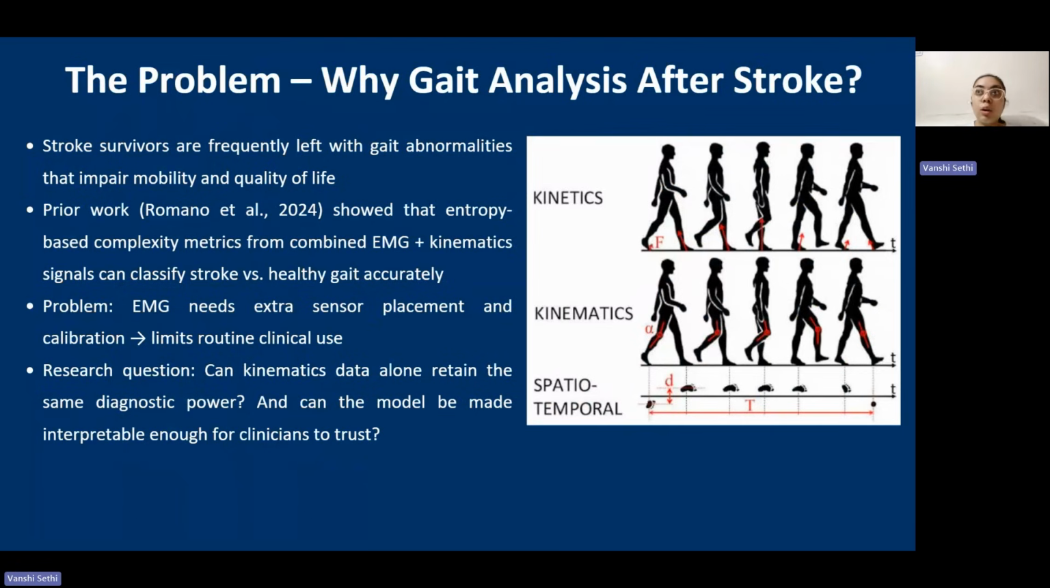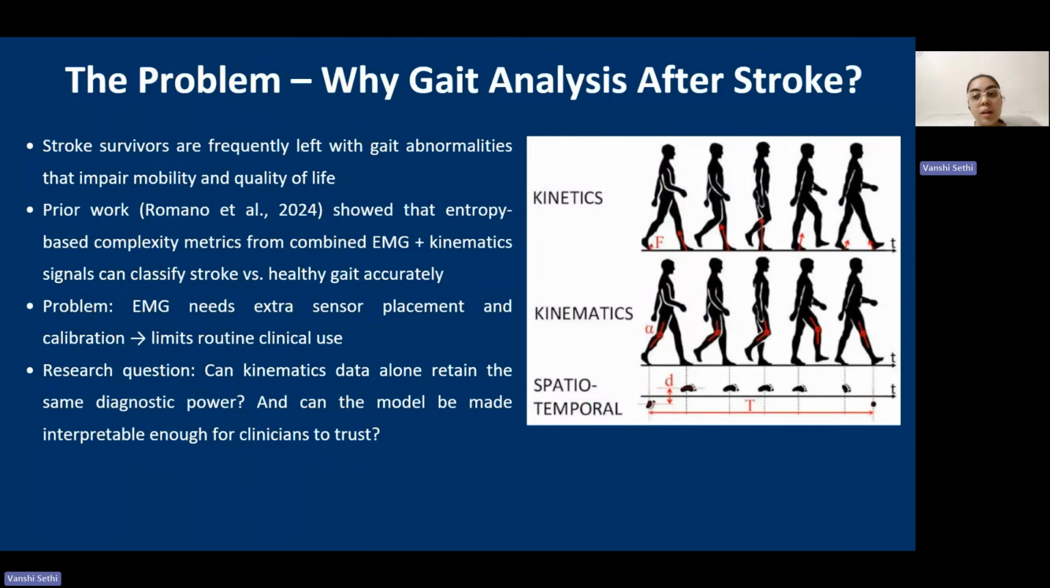It could be that they are totally dependent on another person to move from one place to another, or there could be mild abnormality which they can manage on their own. But so that it can be easily used by scientists or doctors, we need to analyze this problem. And for this problem, we can use different kinds of data.